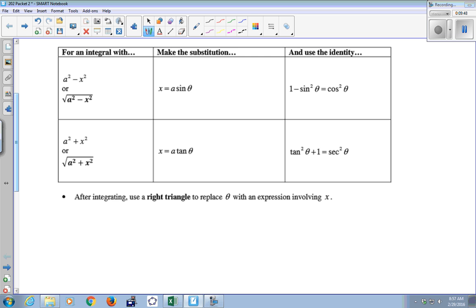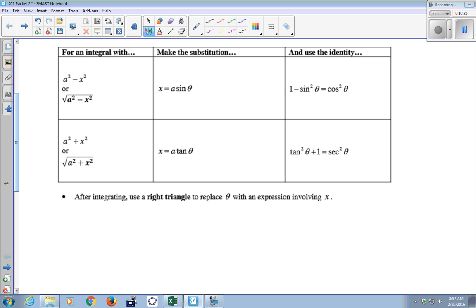If you see a squared minus x squared or radical a squared minus x squared, you can make a substitution x equals a sine theta. If you see a squared plus x squared or radical a squared plus x squared, make a substitution, x equals a tan theta. And then these fundamental trig identities will help you with your simplification, right? We used this one in the last example. You might use another form of the Pythagorean identity that tangent squared plus 1 is secant squared.